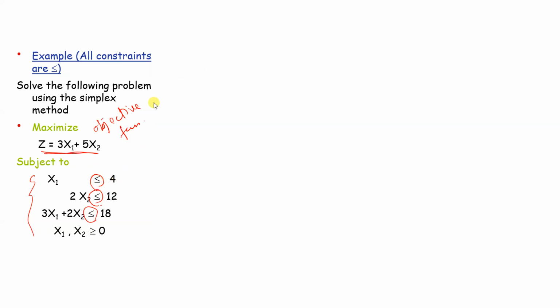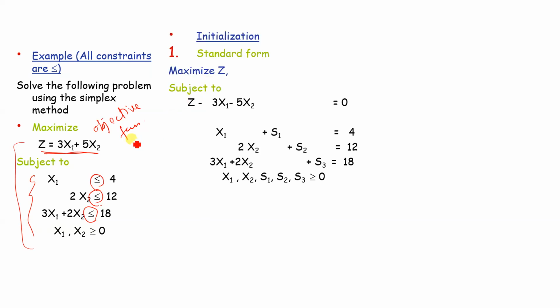In order to initialize the simplex method, we first have to convert this system into equation form. So let's do that. The corresponding equation to the objective function is z minus 3x1 minus 5x2 is equal to 0, whereas we have the inequality x1 is less than or equal to 4. Since the left hand side is less than the right hand side, to make it an equation we have to add some positive number on the left hand side. Let that variable be s1. This is a non-negative variable, and this is called a slack variable.